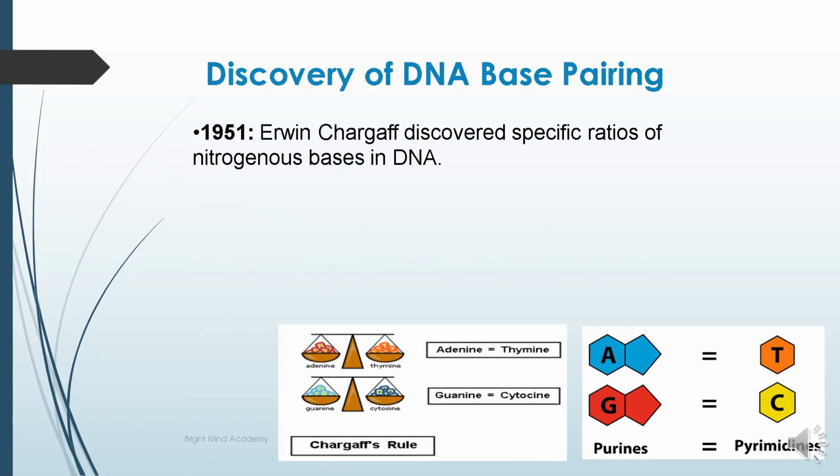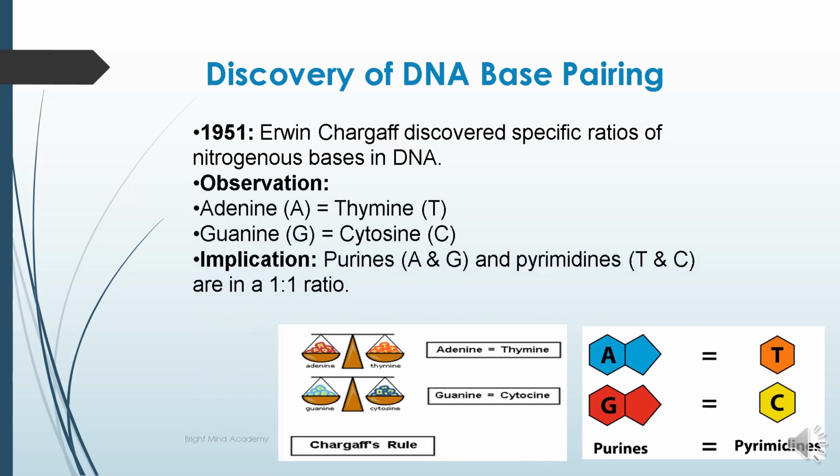In 1951, Erwin Chargaff discovered specific ratios of nitrogenous bases in DNA. He observed that the amount of adenine is always equal to the amount of thymine, and the amount of guanine is always equal to the amount of cytosine. These are the nitrogenous bases, and Erwin Chargaff discovered the ratios of these nitrogenous bases in any DNA.